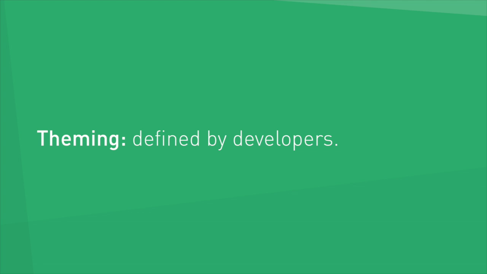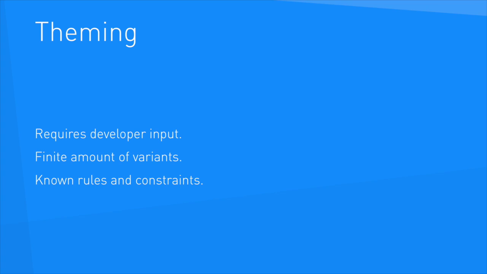Theming is by and large defined by developers. It's defined by us. We do the theming. We'll have designers who create 5 different versions of a UI, and developers who build those 5 different versions. So theming is done by us. It requires developer input. There are usually a finite amount of variants. Your designers might create 5 different skins for the same UI. 5 is a finite amount, so it means we've got an understood and known quantity of rules and constraints. We understand fully what we can and can't theme.